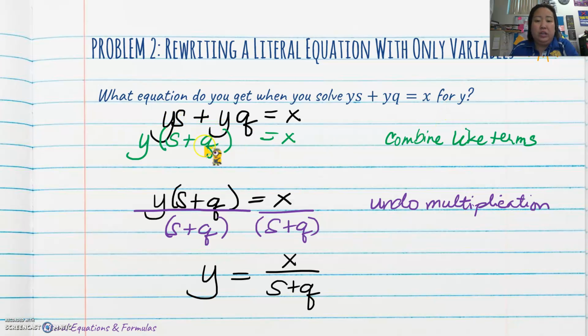So what you can see here, you have like terms, both of them have y. So basically, we just have to add s and q together and multiply it by y. And we want y to be by itself. So as you know, there is a multiplication happening in here. So we undo the multiplication, and so y is going to be equal to x over s plus q. Okay? Thank you.